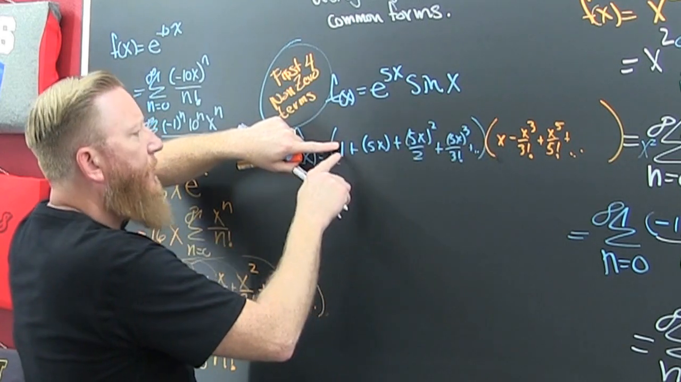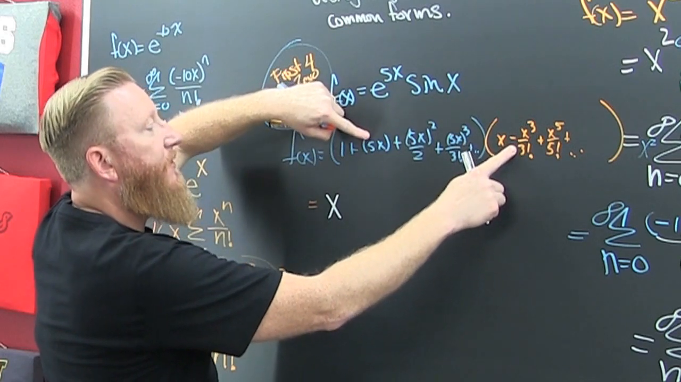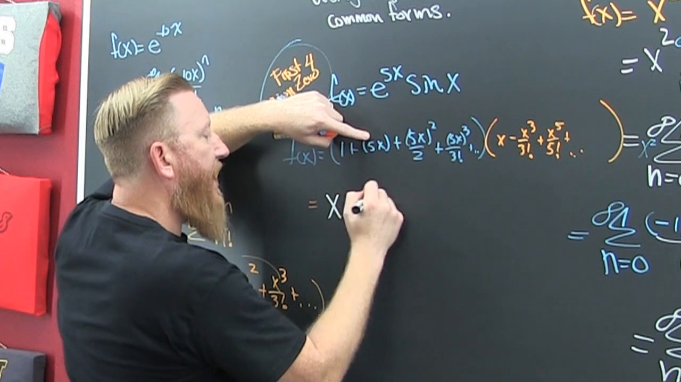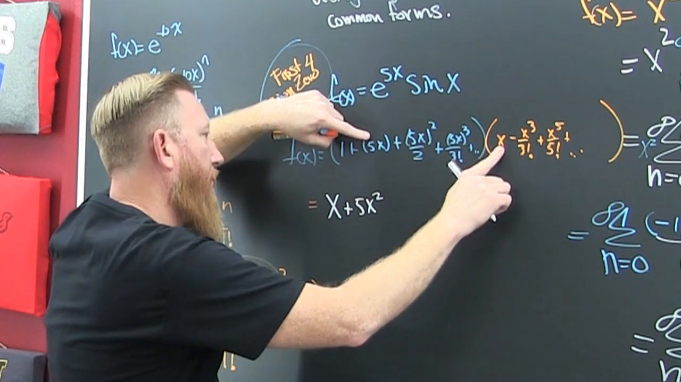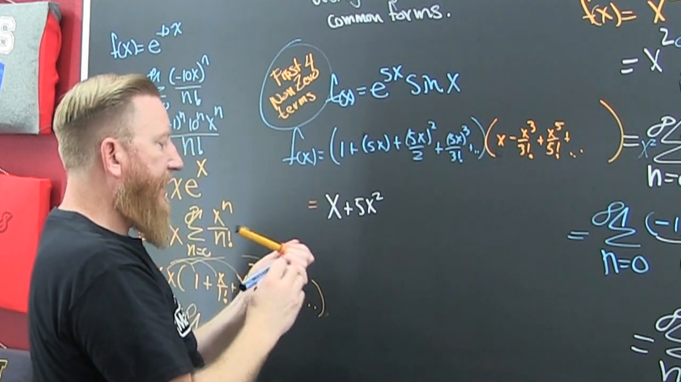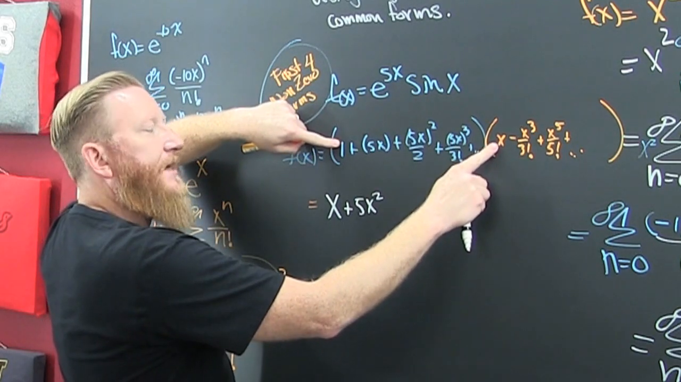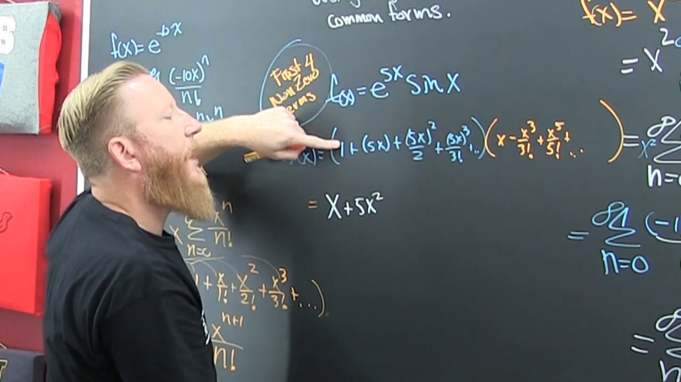Can I get an x squared by taking a 1 times an x to the third? I can't. I can get an x squared, however, by taking a 5x times an x. So I'm going to add to that 5x squared, because that's what I get when I multiply those. Right? So now I'm looking for x to the third. Can I get an x to the third by multiplying 1 by an x? No. A 1 by an x to the third? Yes. So I can do that.